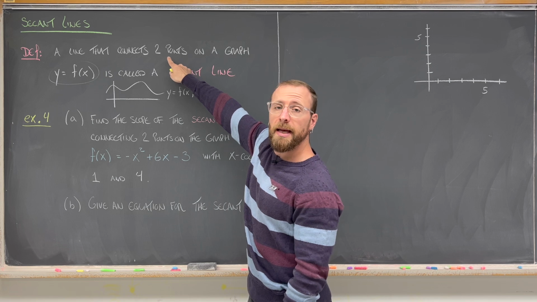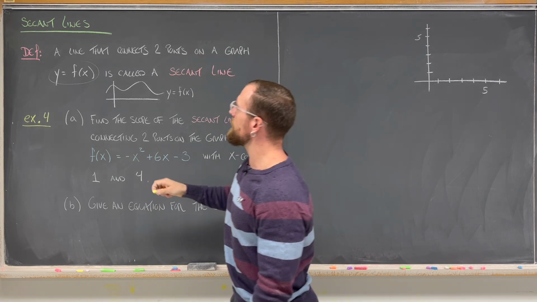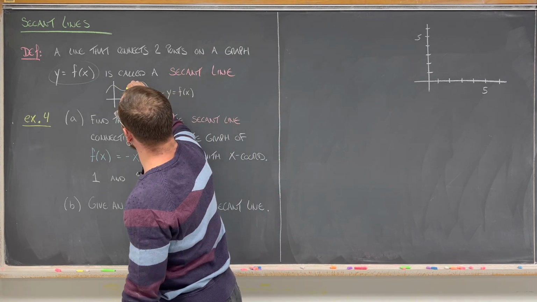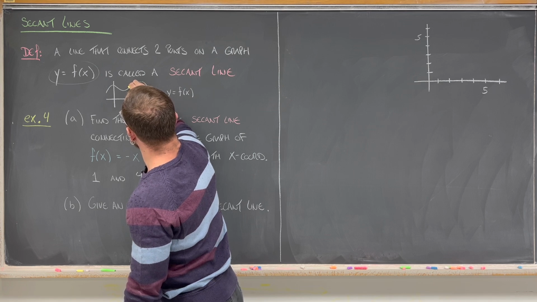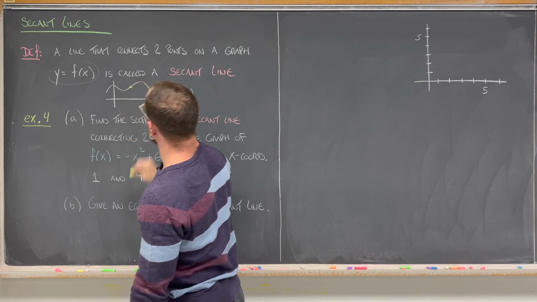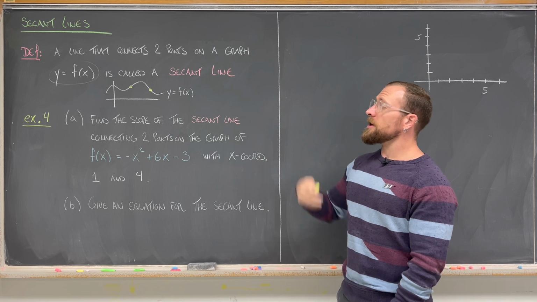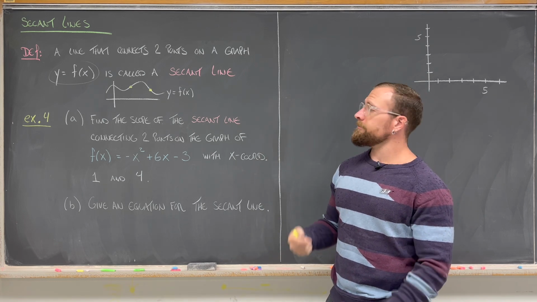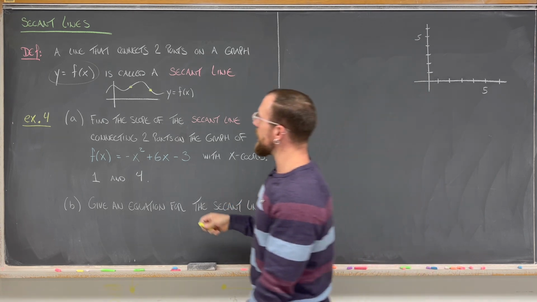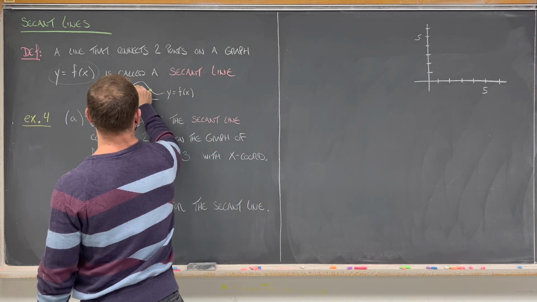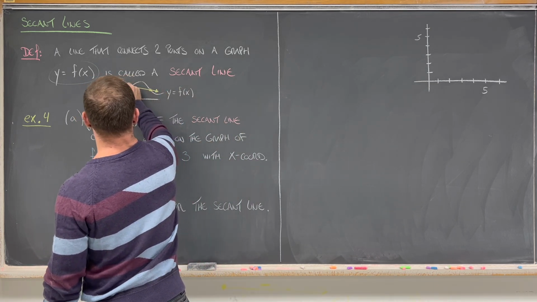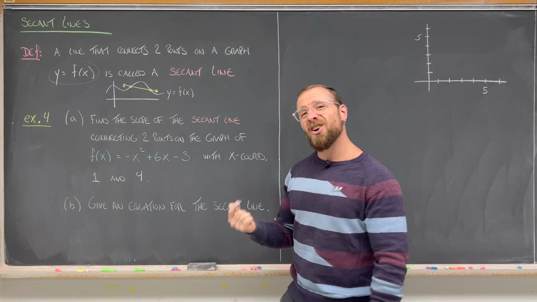If you pick out 2 points on that graph, any 2 points, let's say you pick out this point here and this point here, okay? You can connect those 2 points with a line. They're just 2 points. There's a line that connects them. It would look like this. Okay? That's called a secant line.